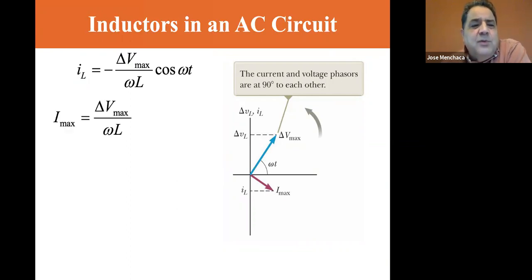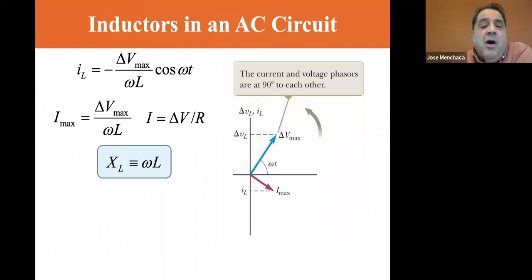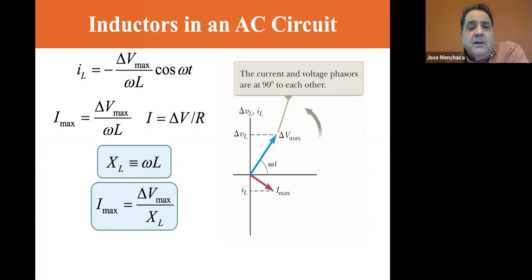Okay, so here we have IL is equal to minus delta V max over omega L cosine omega t. I max is equal to delta V max divided by omega L. We know that in the resistive case, I equals delta V divided by R. X sub L is called the inductive reactance. We define that inductive reactance as omega L, where omega is equal to 2 pi f. So X sub L is equal to 2 pi fL, and I max is equal to delta V max divided by X sub L.